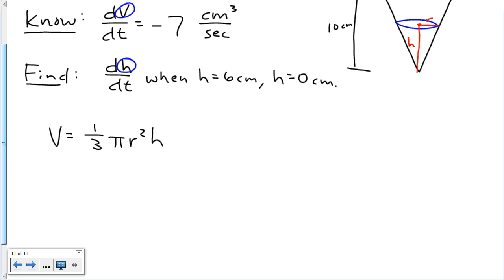So there's our volume of a cone. But the problem with this is the fact that I've got this in terms of volume, radius, and height. So I need a relationship between radius and height and volume, whatever the case might be, so I can get rid of the radius in the problem. I know dV/dt and I want to find dh/dt, but I don't know anything about dr/dt. So I don't want that in the problem here.